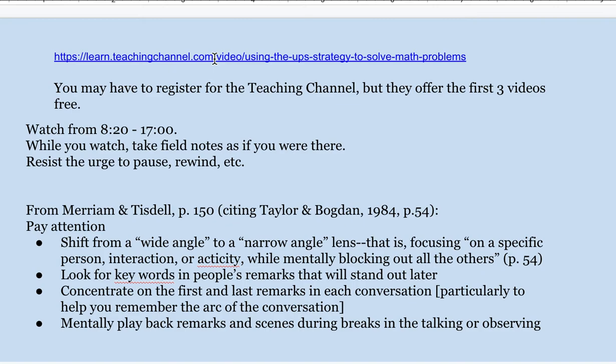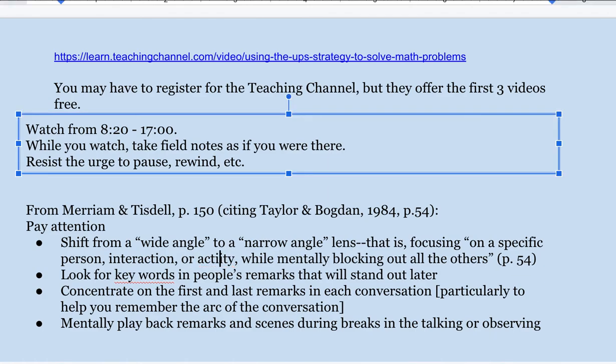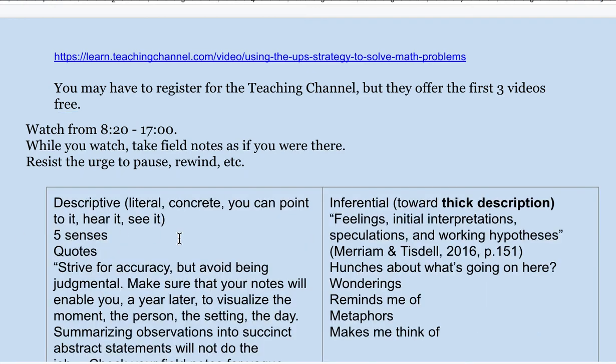So I want you to try and watch it as though you were there, right? Which means you don't get to pause, you don't get to rewind, you just have to try to take field notes as it's going. You can decide whether to do it in a notebook or on your computer. Either way is fine. I think I pasted this from another slide. Okay, so you're going to watch this video and you're going to do your 2 columns, and take your time with that.